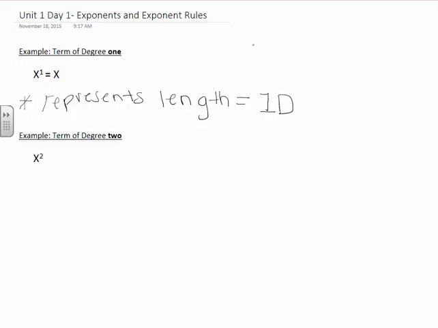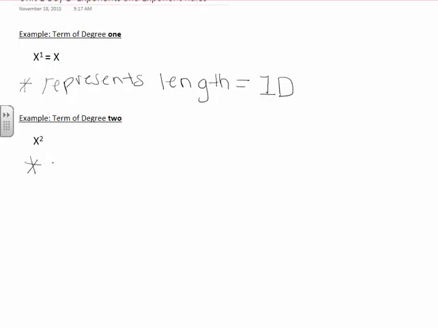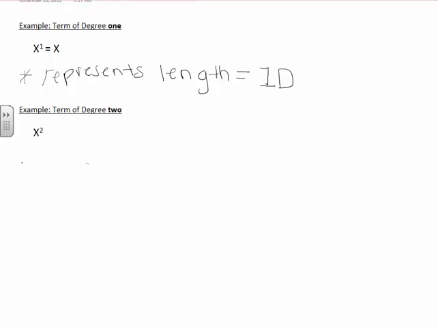Now moving on to single variable terms with degree of 2. It's important to remember that these are any exponents you see that are raised to the power of 2. And these types of variables represent area because they're in two-dimensional space.